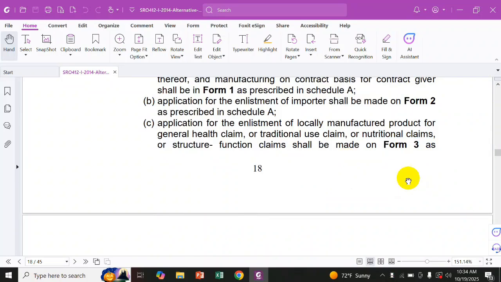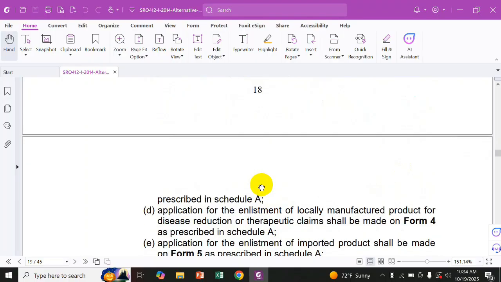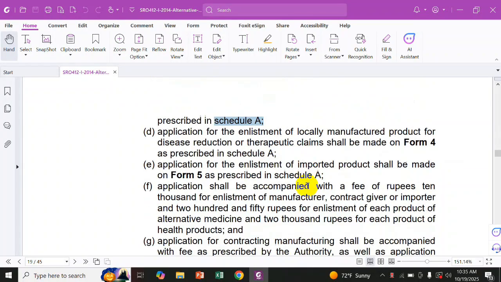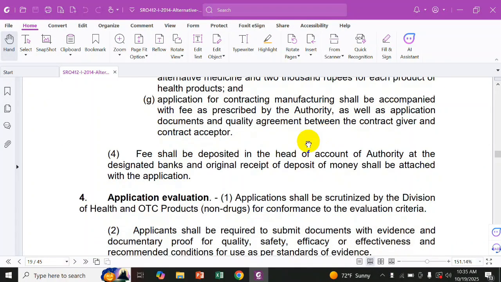Now here is the next point: where this form is located and from where I can pick this form, as prescribed in Schedule A. Okay, this was the main point. The next point is application for contract manufacturing. Okay, we do not deal with this point at this time.